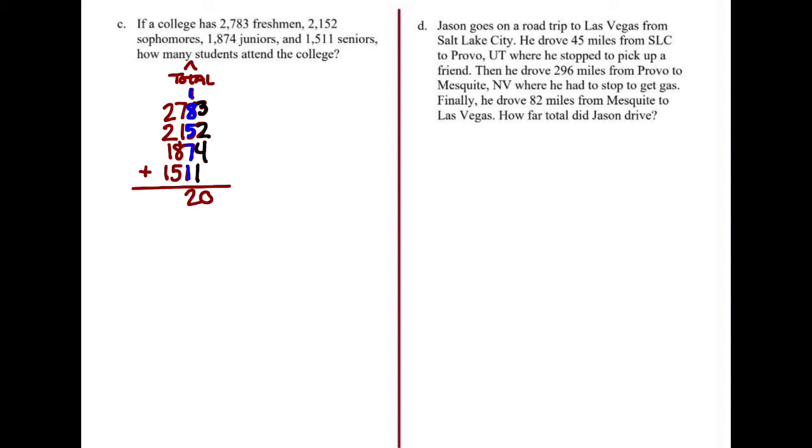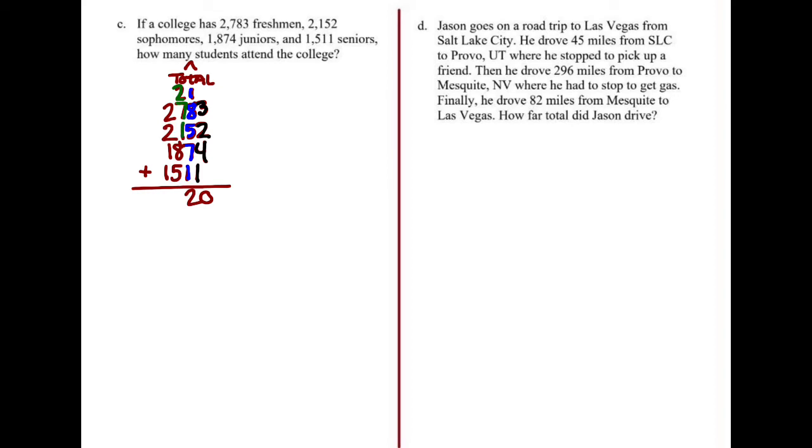Do you have to do it that way? Absolutely not. Does it help? Maybe. If you want to just add them straight down, that's fine too. Okay, so for this column, I'm just going to start adding straight down. So 2 plus 7 is 9, and 1 is 10. Now that was pretty easy.